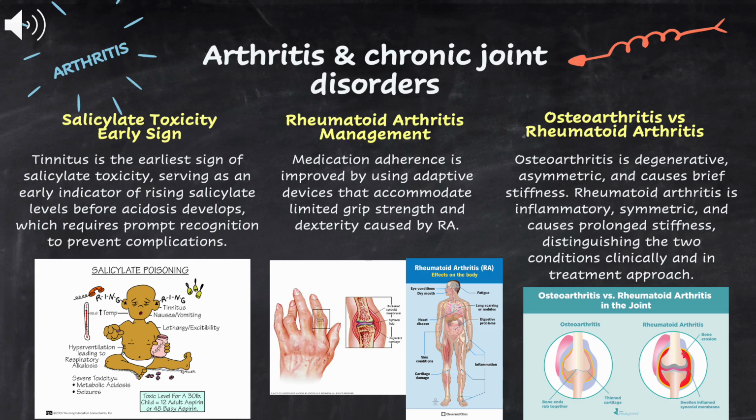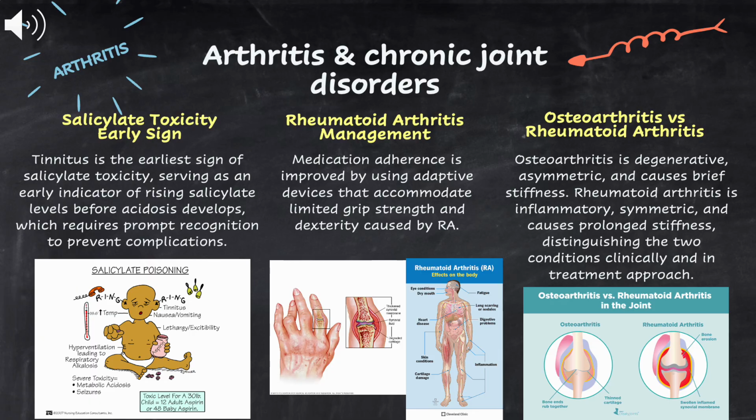Now let's move into arthritis and chronic joint disorders. First, salicylate toxicity. Salicylates are commonly found in medications like aspirin. Aspirin is widely used for pain relief, inflammation, and cardiovascular protection, but in high doses it can become toxic. The earliest sign of salicylate toxicity is tinnitus, ringing in the ears. This occurs before metabolic acidosis develops and serves as an early warning sign of rising salicylate levels.